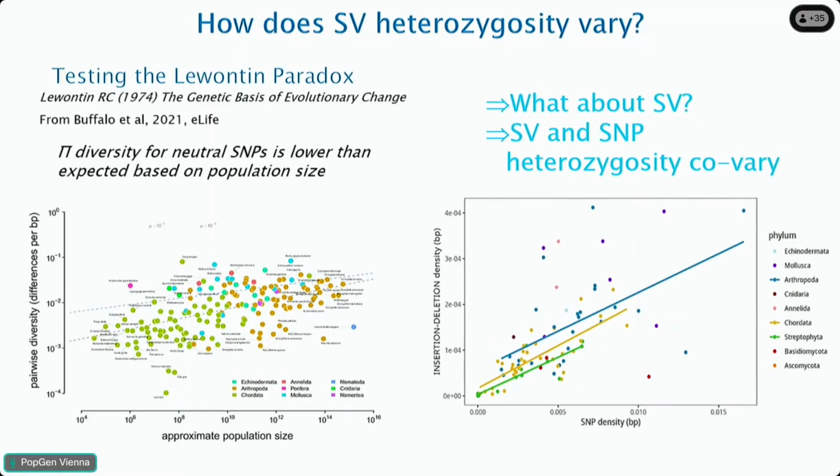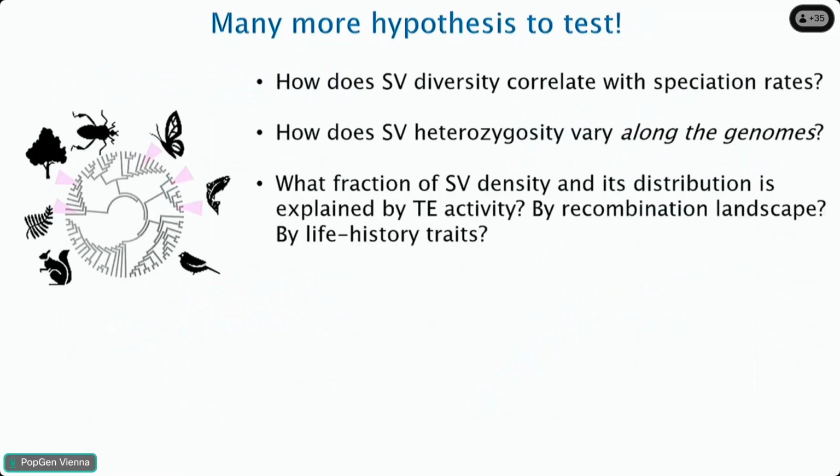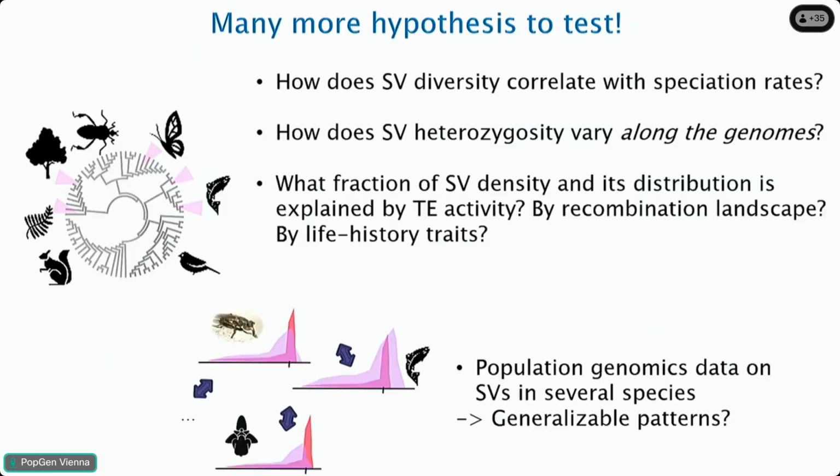But now we want to analyze the subtlety of the different structural variants. And with this big data set, there are many more hypotheses to test. We are thinking about looking at heterozygosity along the genome, and how that correlates with diversification rate, etc. And the next step I'm interested in is also to use population genomic data on structural variants in several species and ask what's in common. Okay.